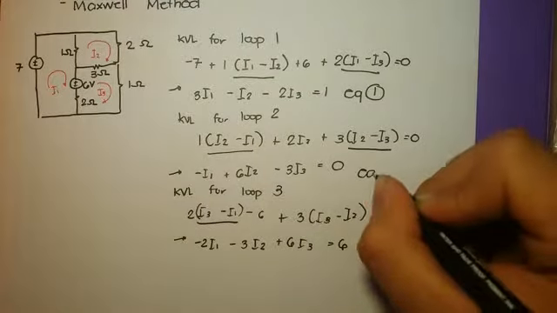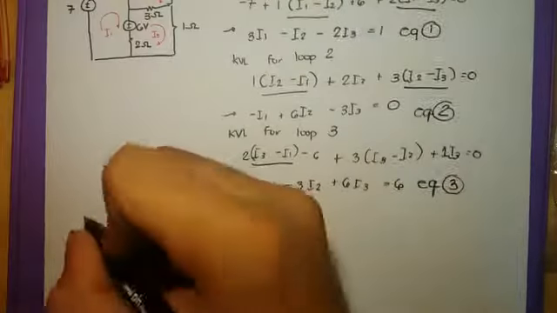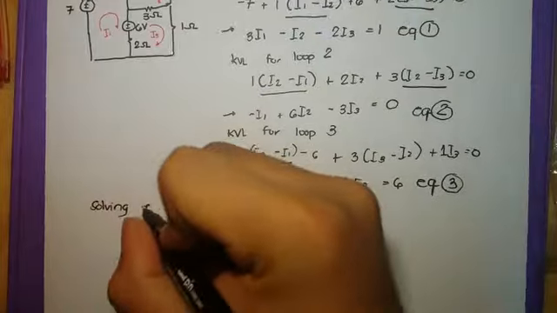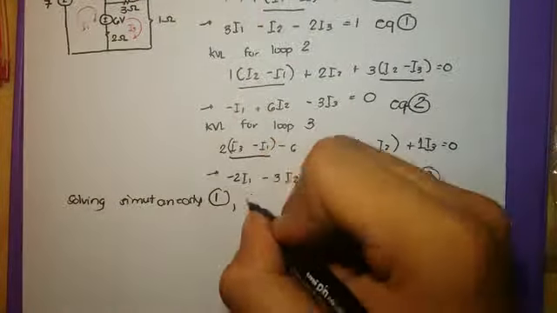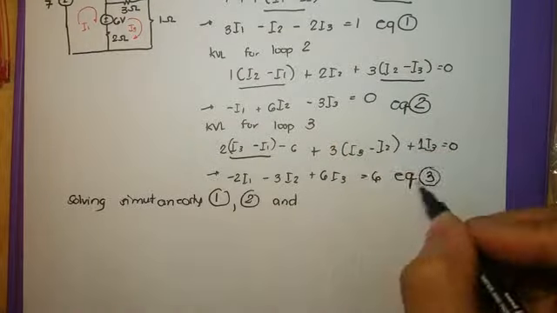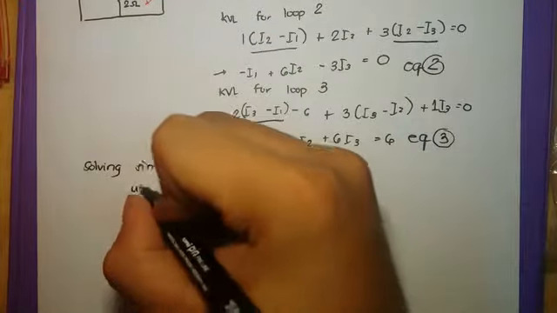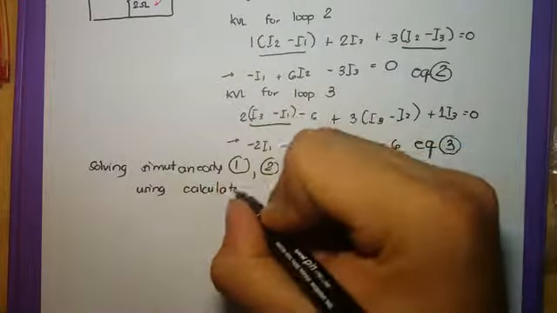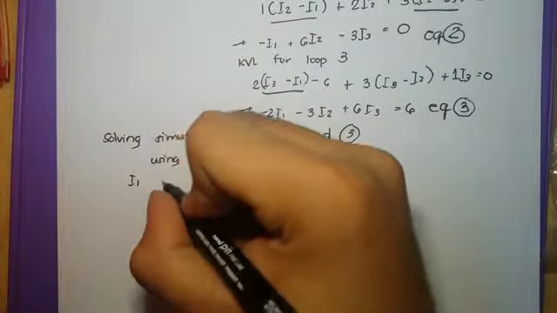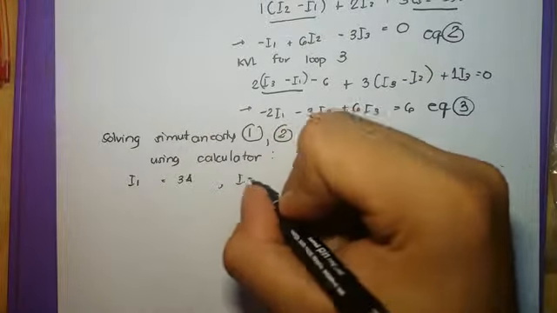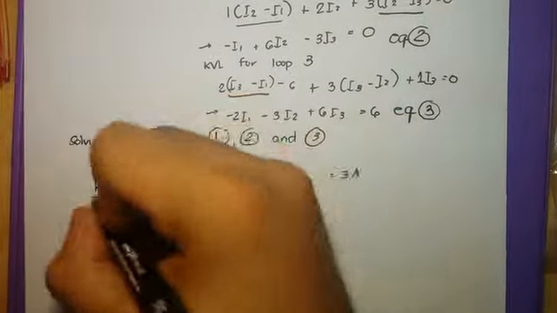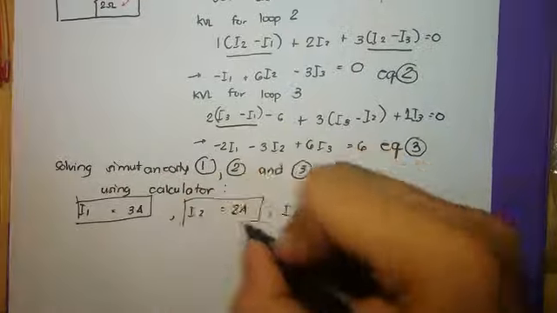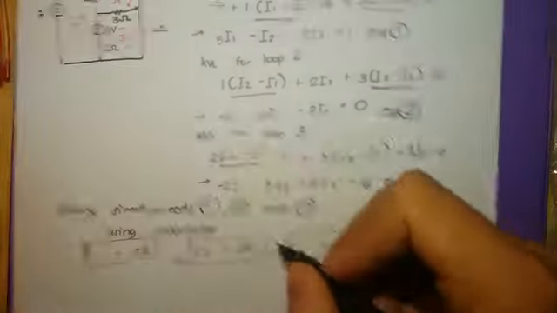Solving simultaneously equation 1, equation 2, and equation 3, we will get the values of I1, I2, and I3, which is I1 equals 3 amperes, I2 equals 2 amperes, and I3 equals 3 amperes. So I1, I2, and I3 are the circulating currents that we assumed earlier.